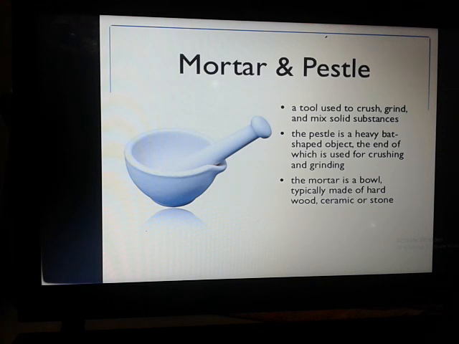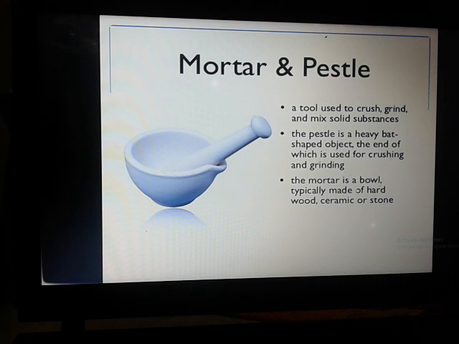So at that time we need crushed material, powder material, and this powder is prepared by mortar and pestle. Understood? This is called the mortar, and this is called the pestle. The pestle is a heavy, bat-shaped object, the end of which is used for crushing and grinding purposes.